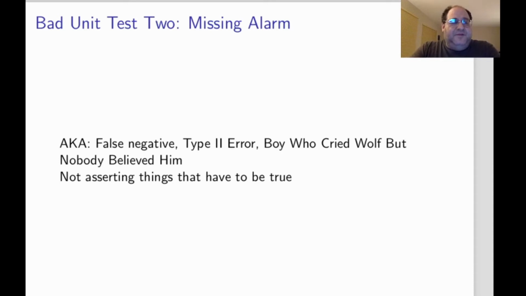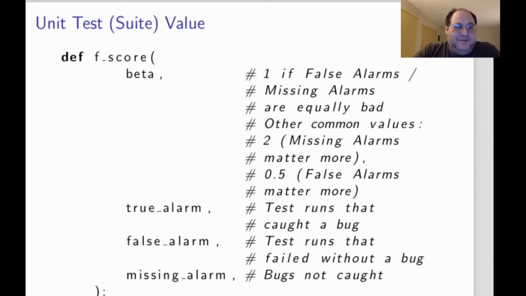There you have an equivalent problem to solve, and they came up with something called the F1 measure, the F1 score, and the generalization is the F beta score. So let's talk about the F beta score. This is how we'll measure the value of a unit test suite. So you get beta, and beta is the trade-off term.